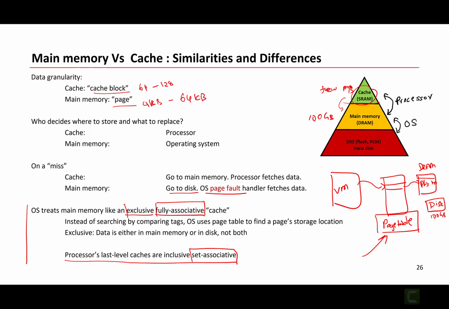So one difference is that the way we are thinking about main memory to disk is exclusive. A given page resides in only one but not both. Whereas in the case of caches and main memory, caches were inclusive, meaning whatever data the caches had, main memory also had the data.